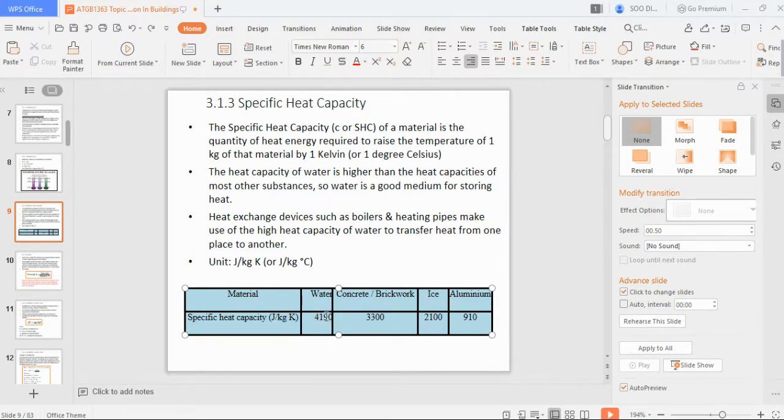Water requires a lot of energy to increase the temperature, and aluminium doesn't require a lot of energy to increase the temperature by 1 degree Celsius. So this is represented by this value. Experiments have been run, and they have found out that water needs 4,190 joules per kg to raise the temperature by 1 degree Celsius. So this is already around. This value has been provided through experiment.